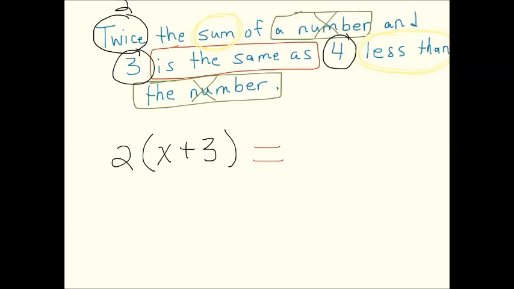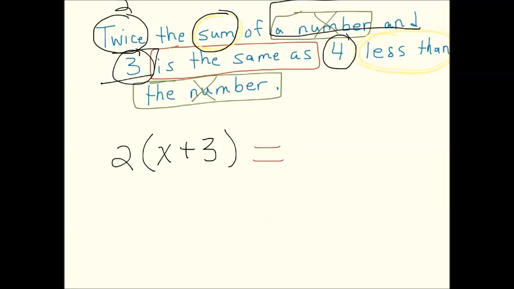Now let me explain that. Twice means times 2, right? Sum of means I want the answer of x plus 3, which is right here. I want the answer of that before I multiply it by 2. That's why it uses sum, which means the answer in an addition problem. That's why it says sum and not plus. So sum means give me the answer of that first and then multiply it by 2. That's why I put in parentheses.